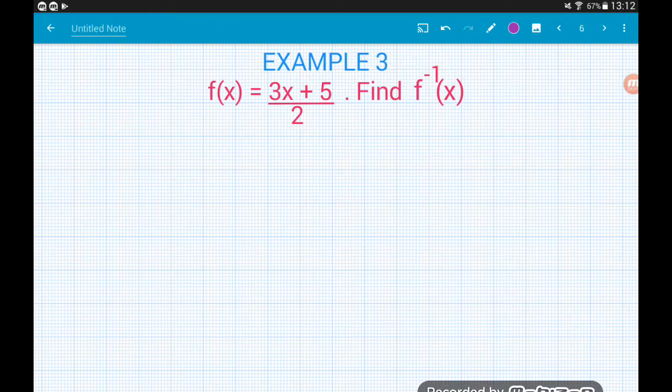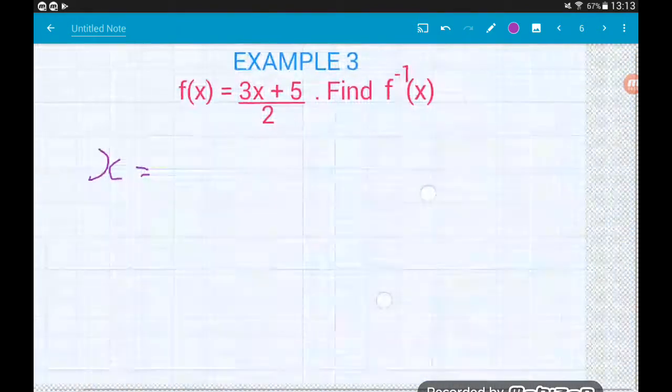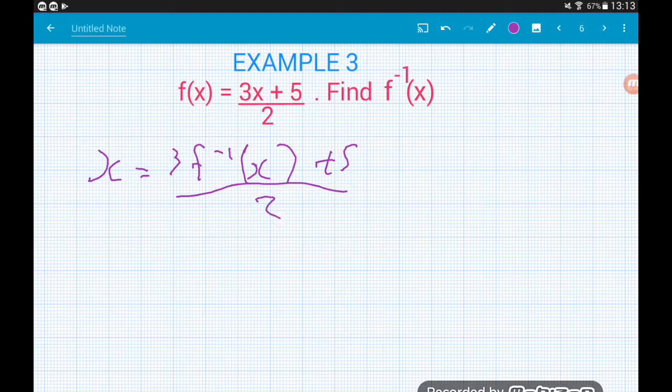So that will give us x is equal to 3 lots of f inverse plus 5 all divided by 2. So that's the swapping part then. Now we need to make f inverse the subject.